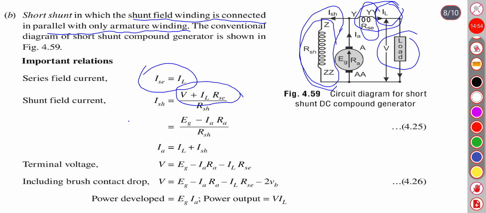Now IA equals IL plus ISH, and V equals Eg minus IaRa and IL RSC. Including brush contact drop also, we can subtract 2 VB here. The power output by the DC generator will be the same in all the cases. What the DC generator is giving as output is nothing but the voltage across the load and the current passing through it.